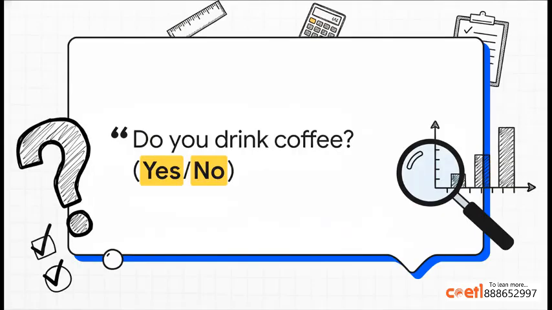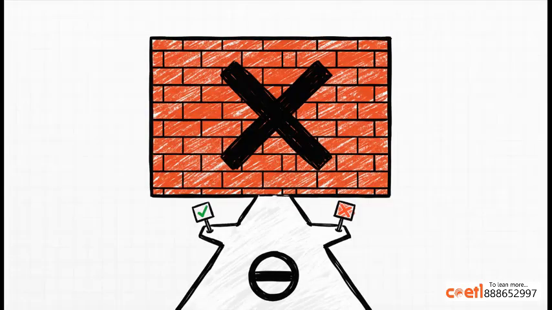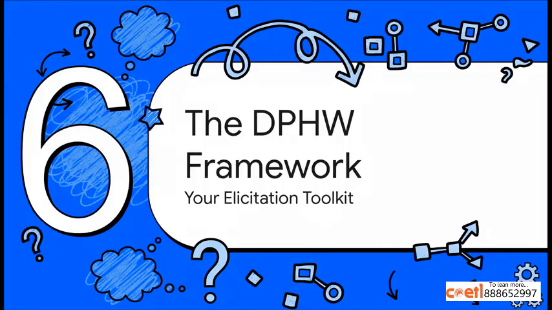Now, let's contrast that with a completely different kind of question. Do you drink coffee? You can see right away this is closed-ended, it's objective, it's quantitative. The answer is just yes or no, and that gives you, well, almost nothing to build on. Questions like this just shut down the conversation. When you're trying to understand a complex business flow, they are a total dead end. So, the big question is, how do you make sure you're consistently asking those powerful, open-ended questions?